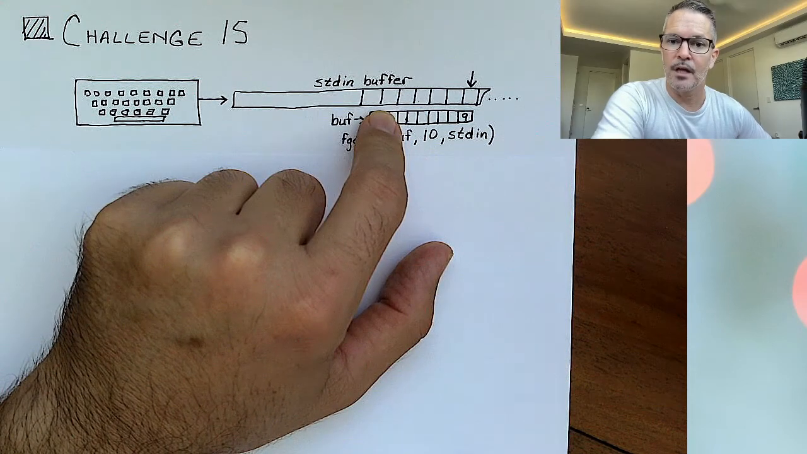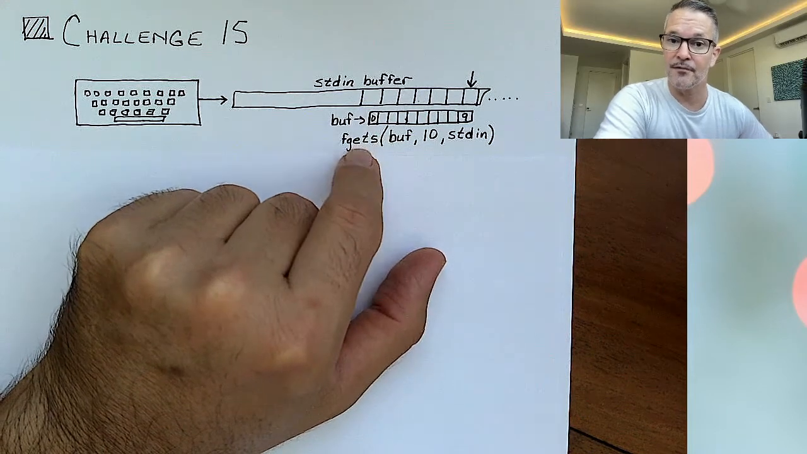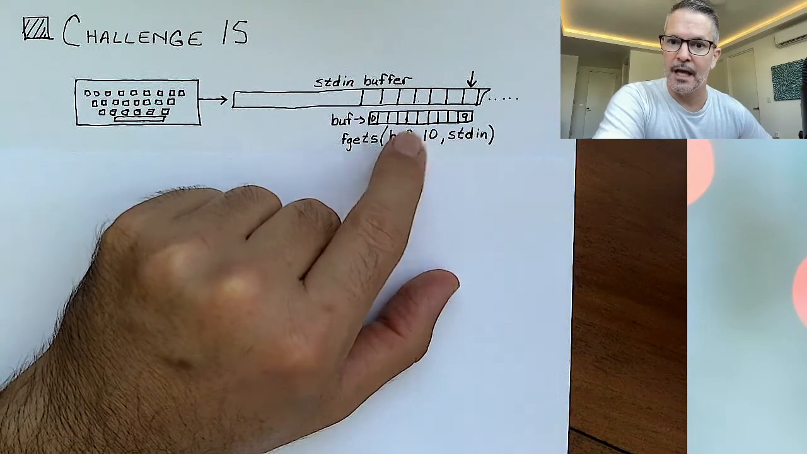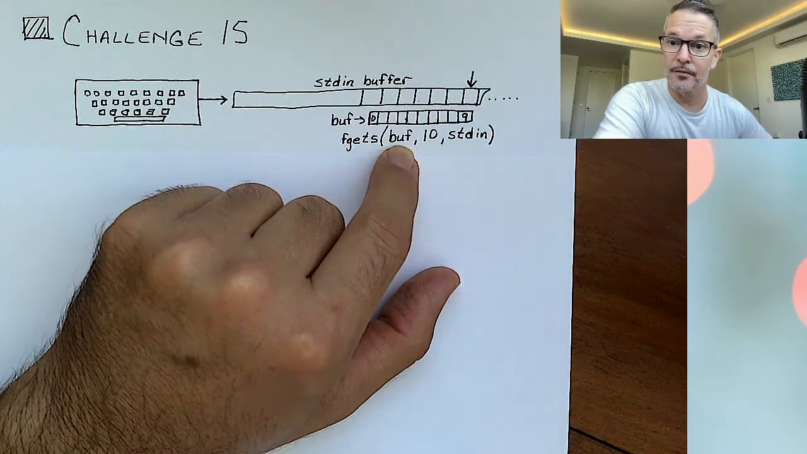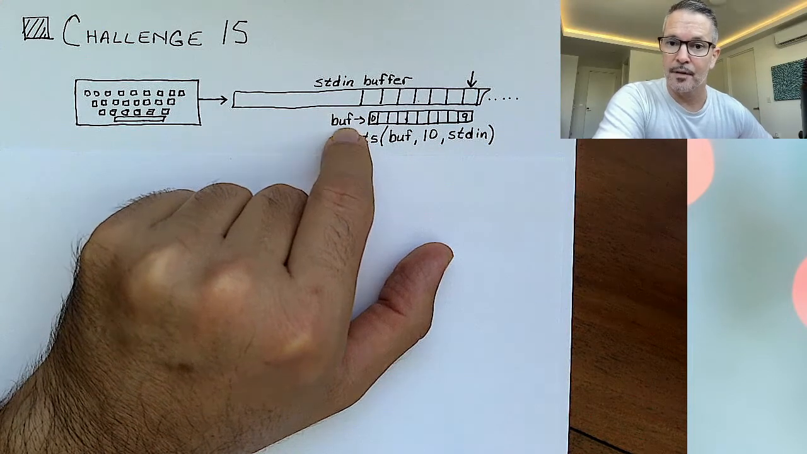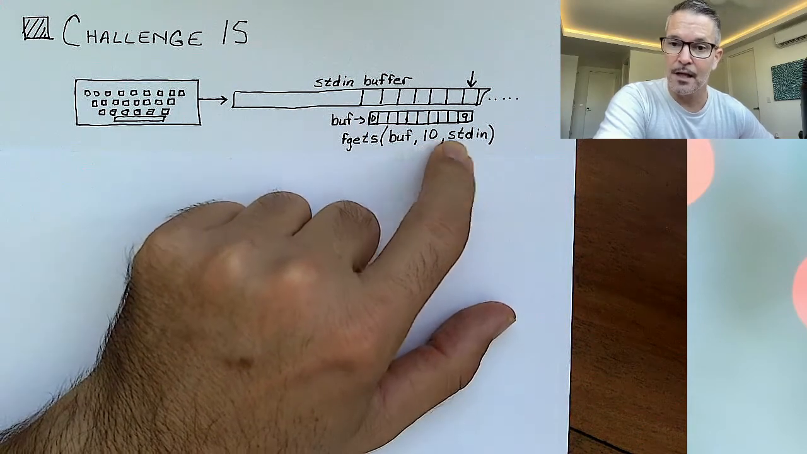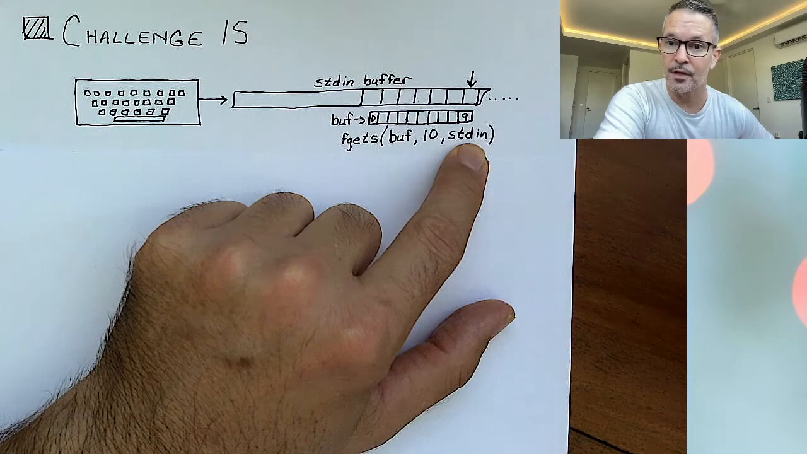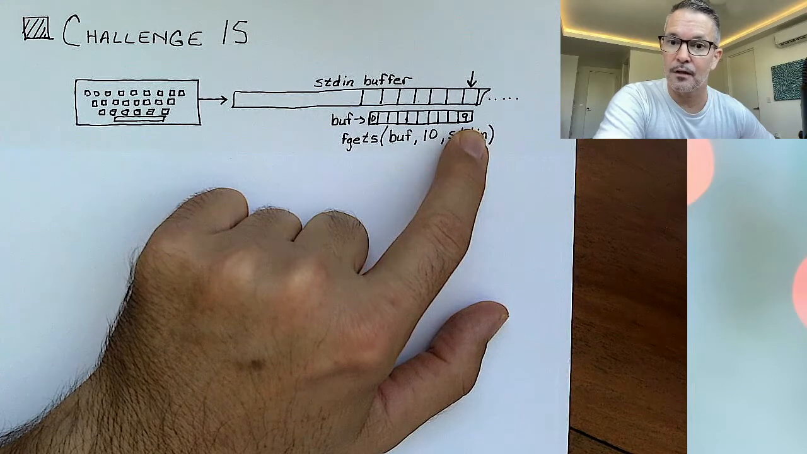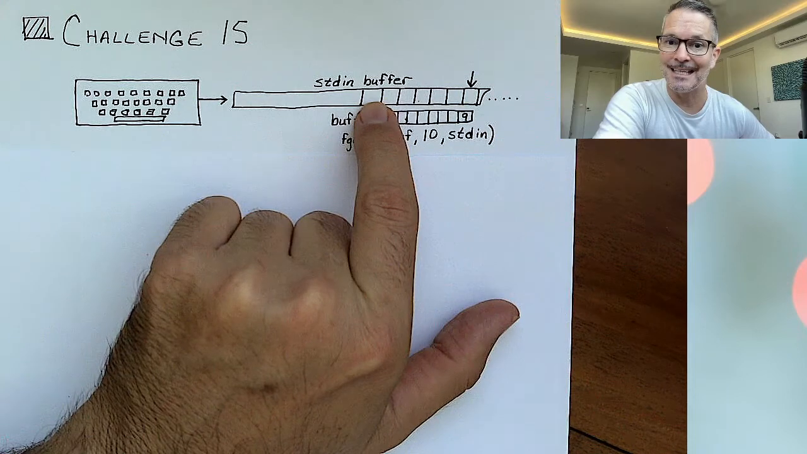Now, when we want to read from the standard input buffer, we use fgets, get a string from standard input, and we give it a local buffer that we've defined, an array, and my buffer is of size 10. So I give it the size of my buffer, and then I tell it I want you to read from standard input. And the fgets function will fill up my local array with whatever happens to be in the standard input.